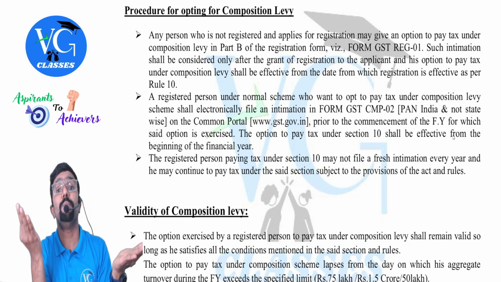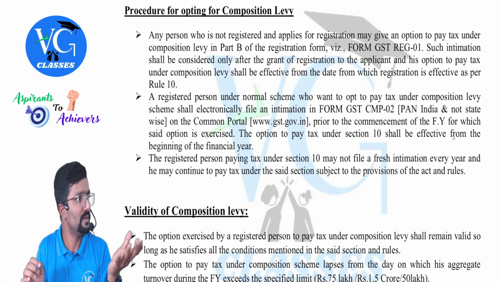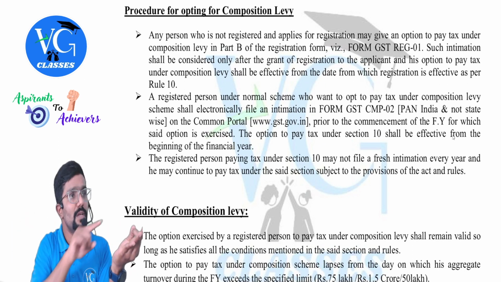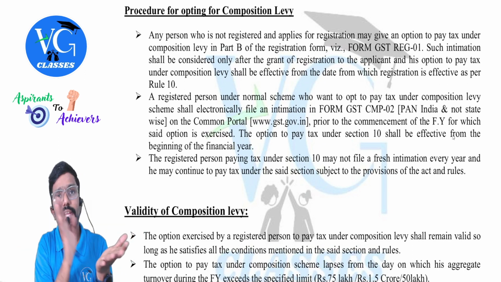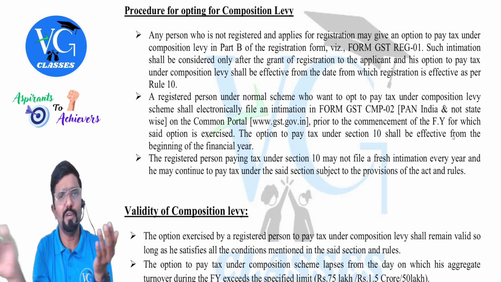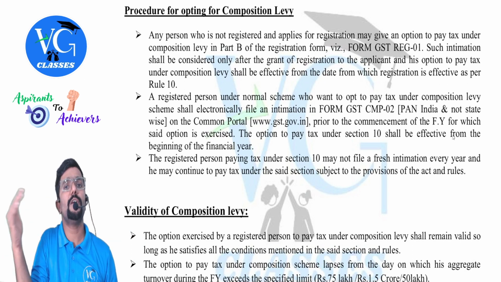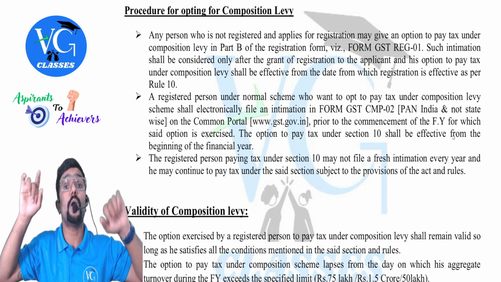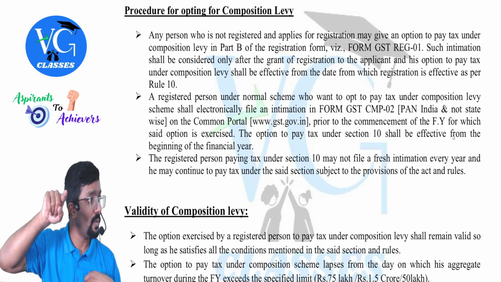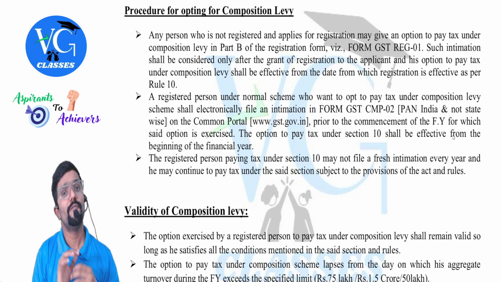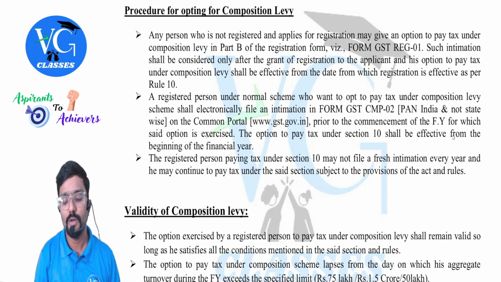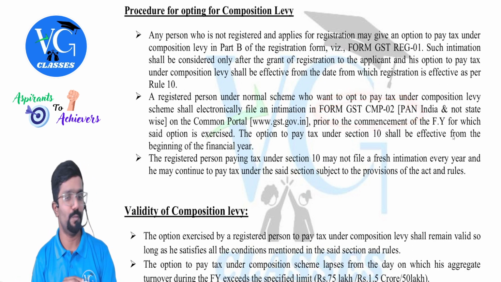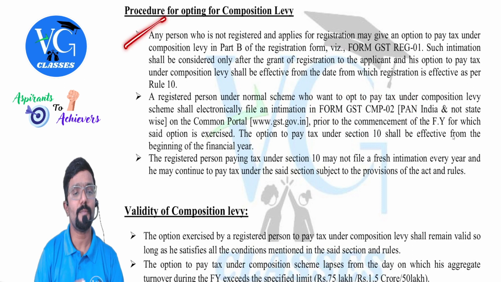Yes, but only from the beginning of the year, not in between the year. So from 9 to 10, I can move only from 1st April. If I already started with 9, continue till the end of the year. From the beginning of next year, you can go to 10, provided you are eligible. For that, you need to file a separate application called CMP02. Okay, let us see that.